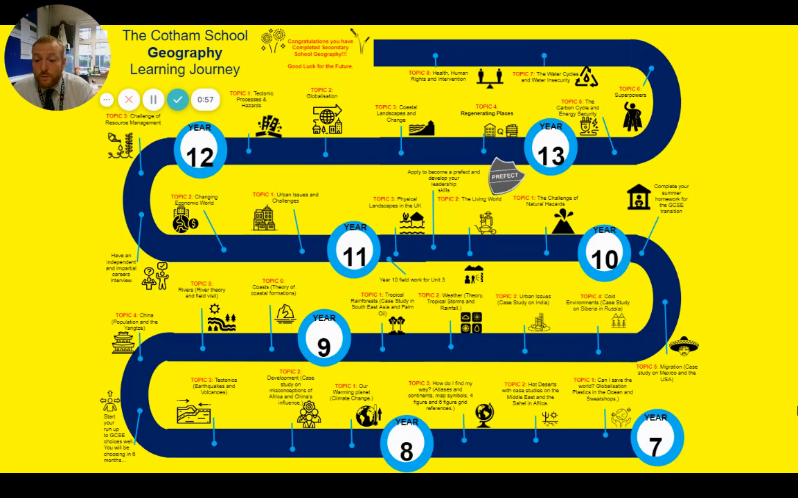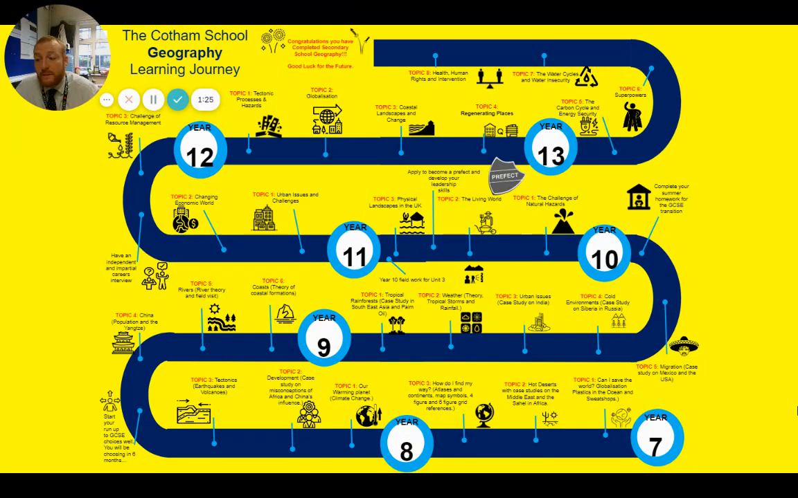So first of all, Geography in Year 7. We have a look at 3 topics in Geography in Year 7. The first topic is Can I Save the World? Focusing on globalization, plastics in the ocean and sweatshops. Topic 2 is Hot Deserts, with case studies on the Middle East and the Sahel in Africa. Topic 3 is How Do I Find My Way? Atlas work, continents, map symbols, 4 and 6 figure grid references, and that will see us through to the end of Year 7.